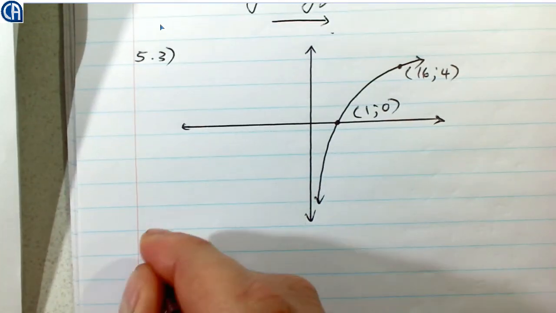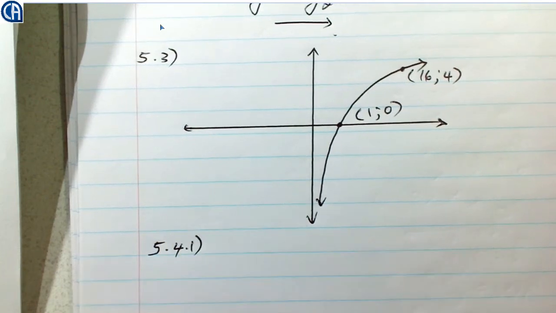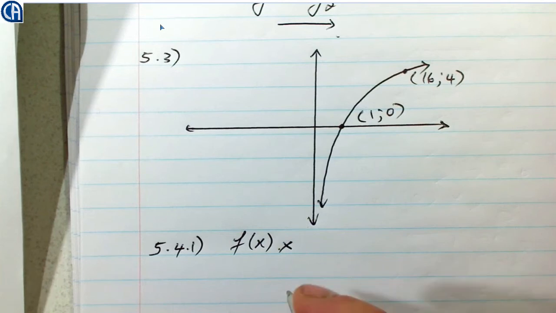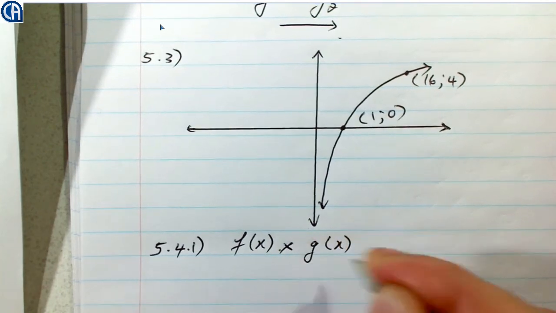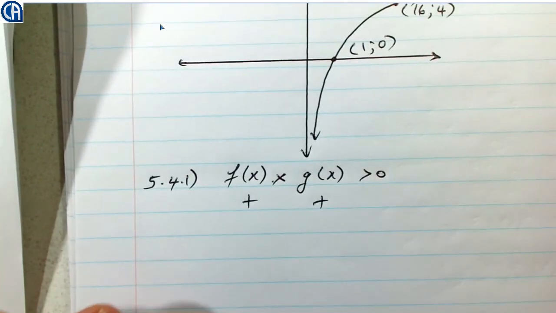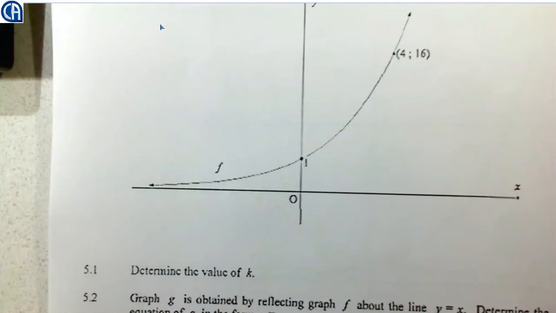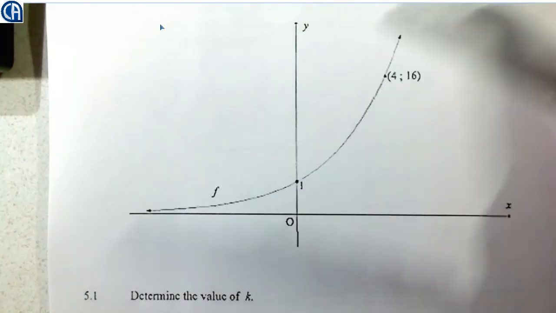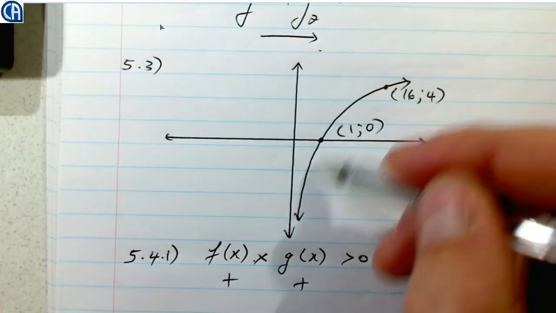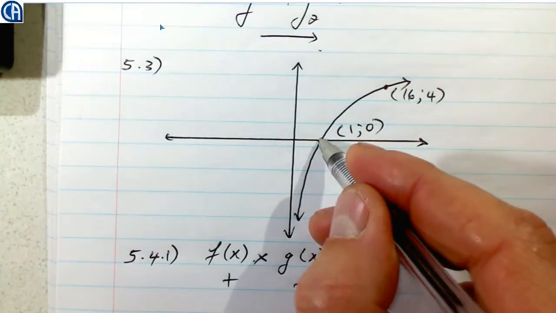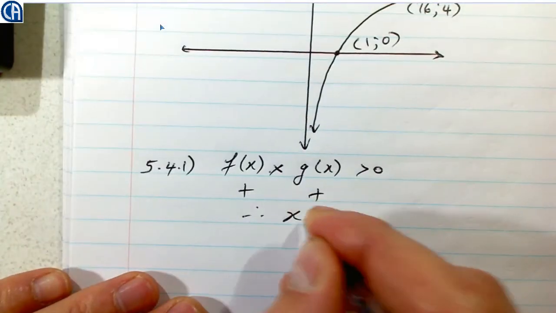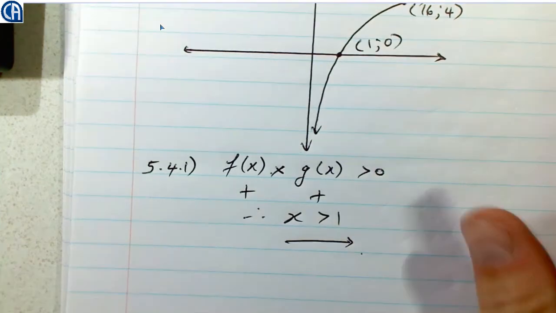Use your graph where f(x) times g(x) is greater than 0. So that's where both are positive or both are negative. Now if we look at this graph, you can see this graph is always positive. So where is this graph positive? This graph is positive from 1 to infinity. So therefore x has got to be bigger than 1.